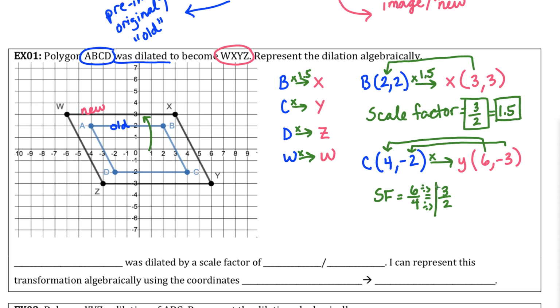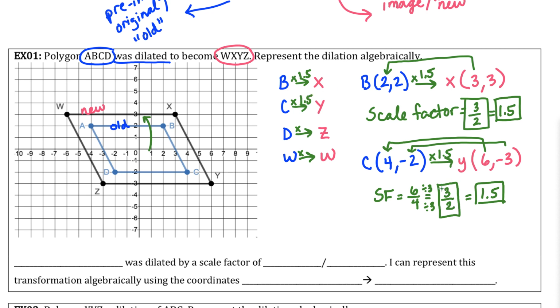Let me write those 3's a little better here. Divide by 3. Divide by 3. And you get 3 over 2, which is what we had before, which was 1.5. It should be the same. So that was C to Y, so 1.5.